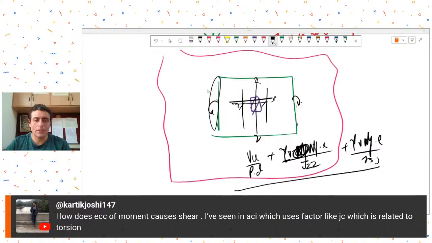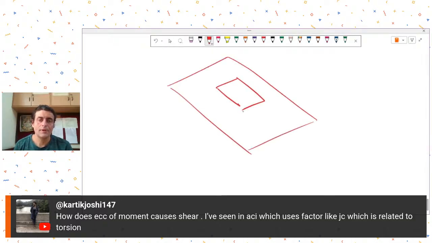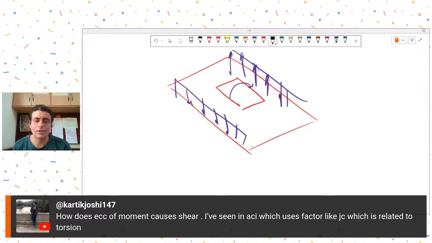Mr. Karthik is adding, how does eccentricity of moment cause shear? I have seen in ACI which uses a factor like Jc which is related to torsion. No, so it's a polar moment of inertia. This J that is used is the polar moment of inertia calculated on this surface. Let's say if this was a column and this was being acted upon by unbalanced moments, then on this surface we will calculate the stresses due to the eccentricity, and on this we will calculate that varying stress, and to calculate this we use the concept of polar moment of inertia.